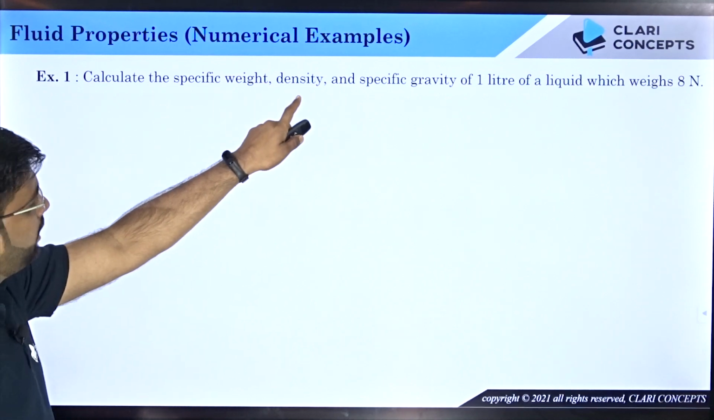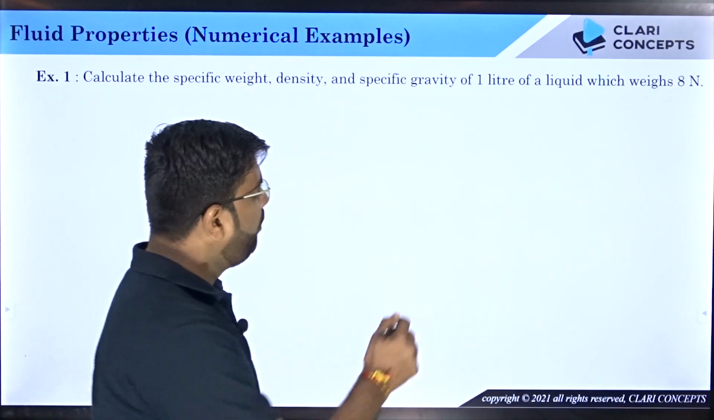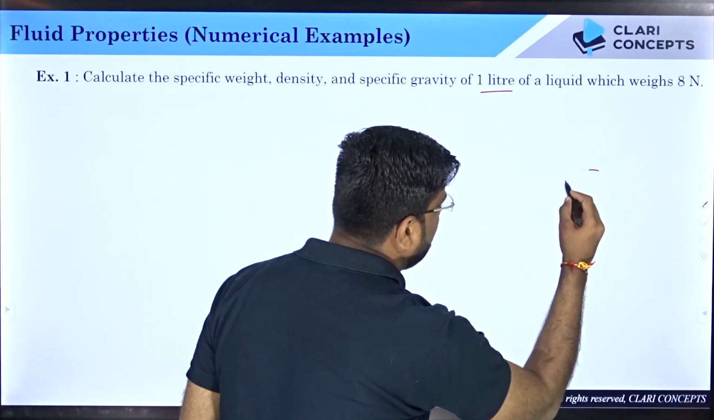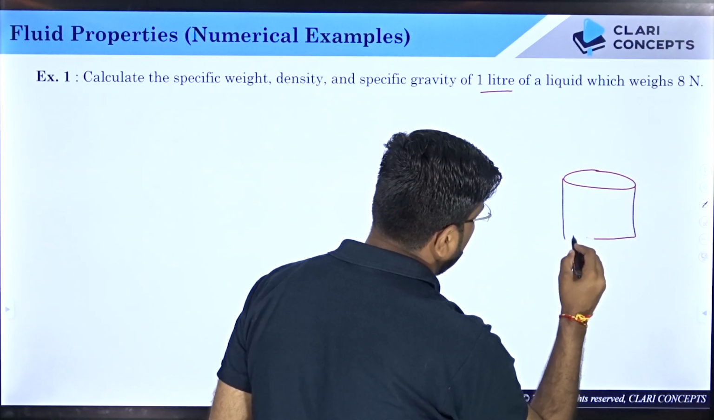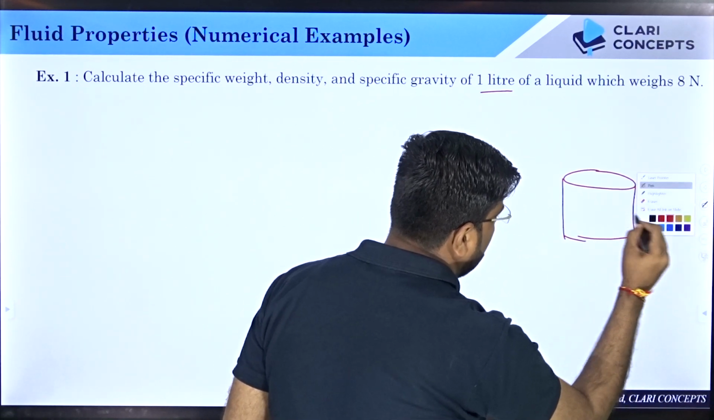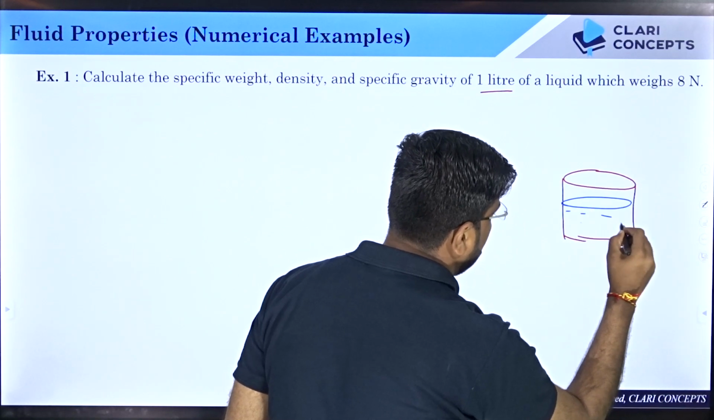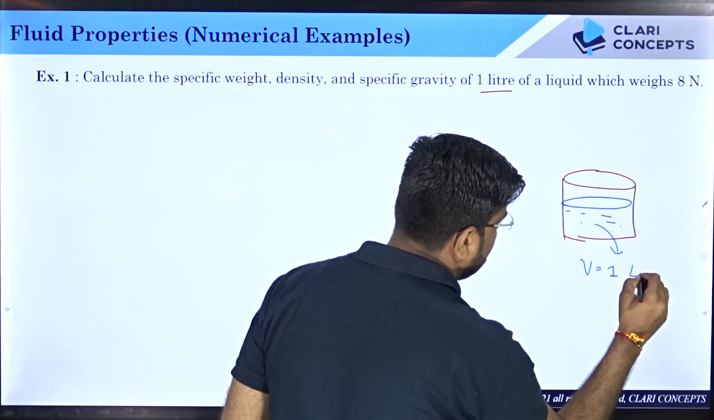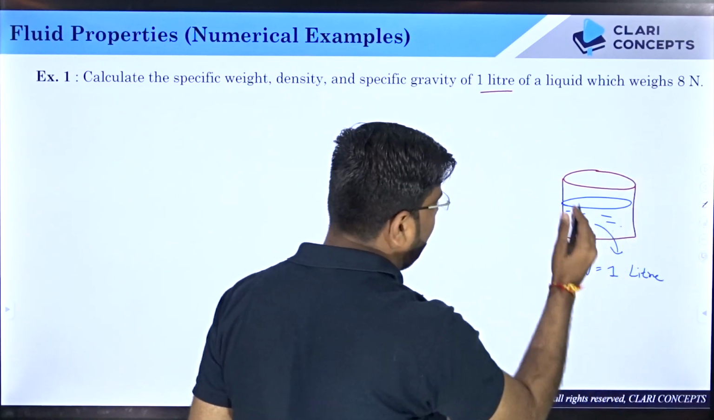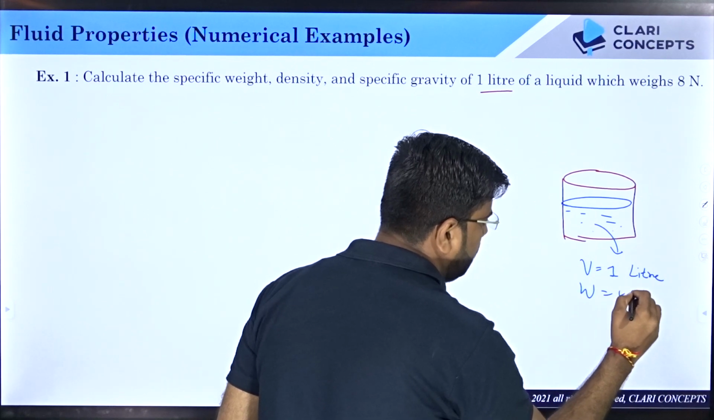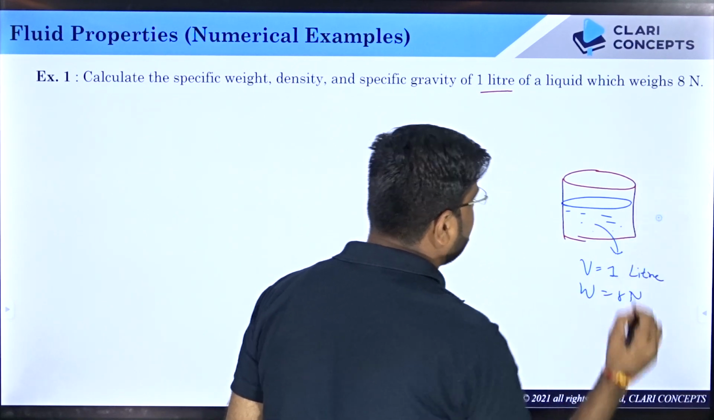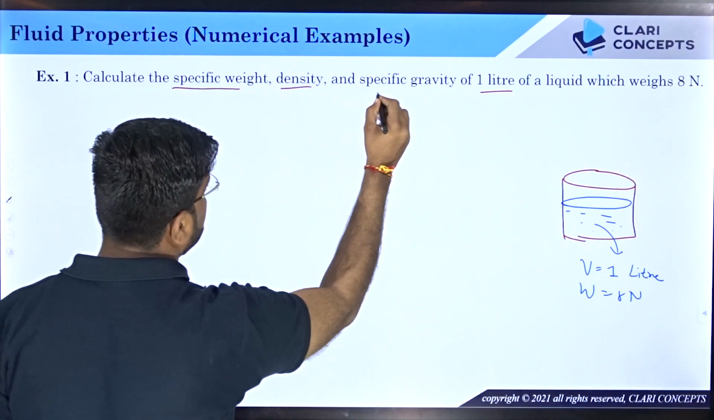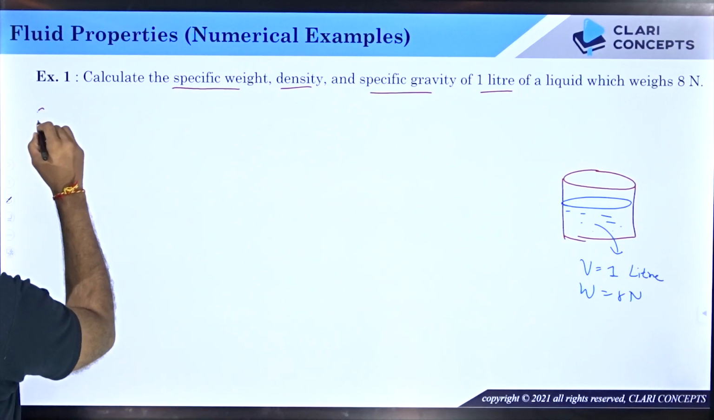Calculate the specific weight, density and specific gravity of 1 liter of liquid which weighs 8 Newton. So let's say you have been given a liquid in a beaker, filled up to a certain height, and the volume of this liquid is 1 liter. The weight of the fluid is 8 Newton. They are asking you to find out specific weight, number 1, density, number 2, and specific gravity, number 3. Let us start our solution.